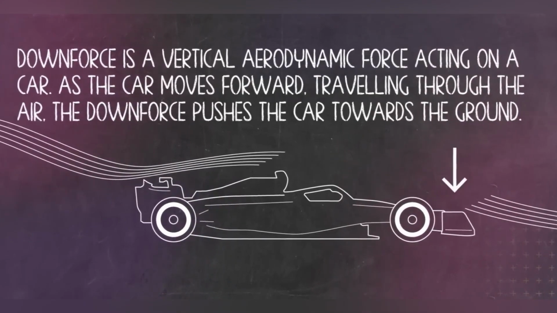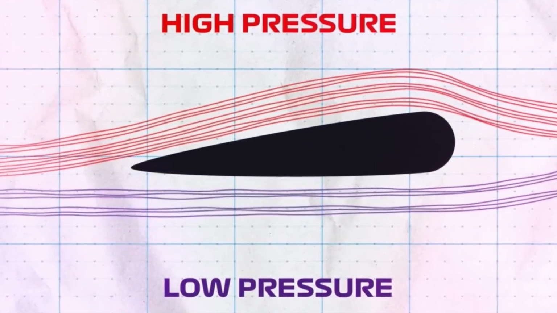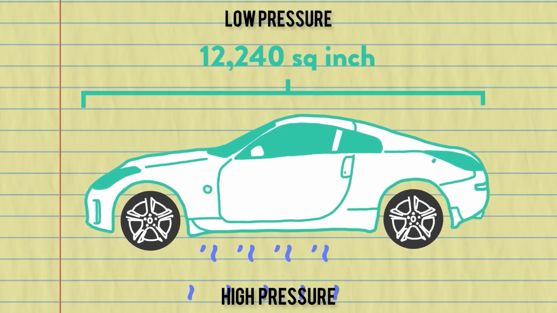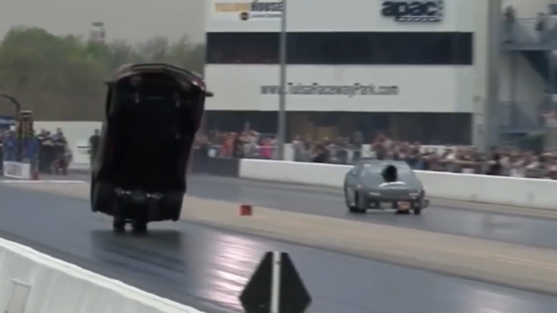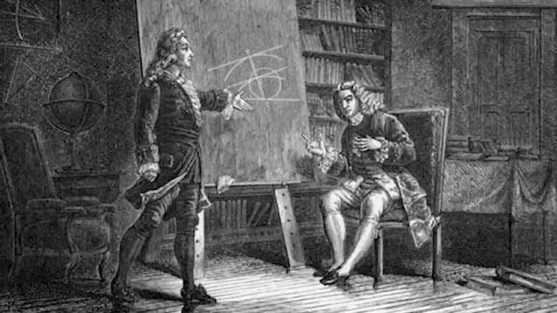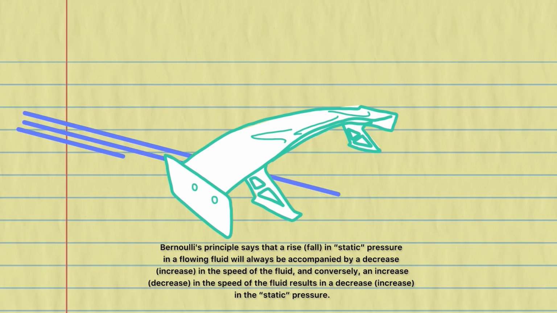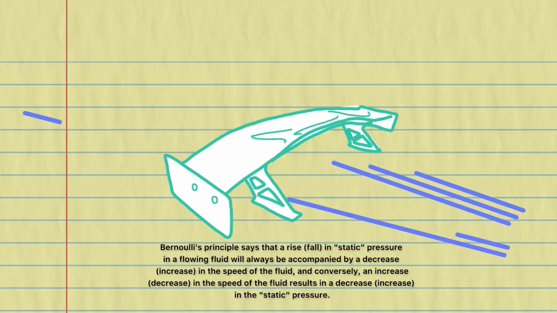We know that air always moves from a high pressure area to a low pressure area. So if the high pressure area is underneath the car and the low pressure area is on top of the car, the car lifts off of the ground. To get the desired downforce, we can apply Bernoulli's principle. It says that a fast moving fluid will have a lower pressure than a slow moving fluid.